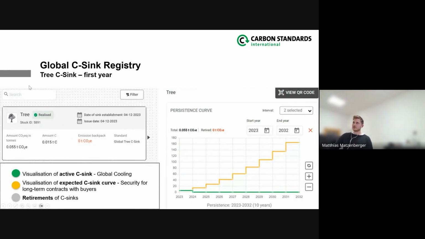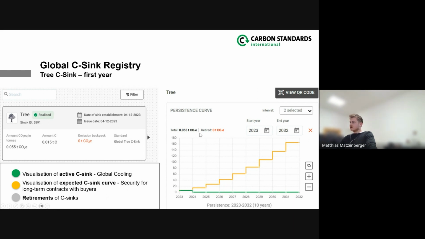When we then go to a tree C-sink, we see that the persistent curve is slightly different. There we start from the bottom. This is the green line, that's the active C-sink. For example, in this case, it's 0.055 ton CO2 equivalent, so it's pretty small actually in the beginning. And you see also the yellow line, which is basically the expected C-sink curve. So now we can say this active C-sink can be used for global cooling, and the expected C-sink curve can be used as a security for long-term contracts with buyers and so on.